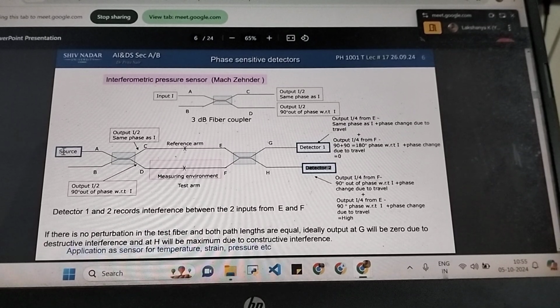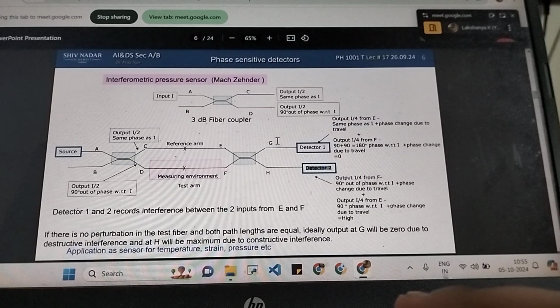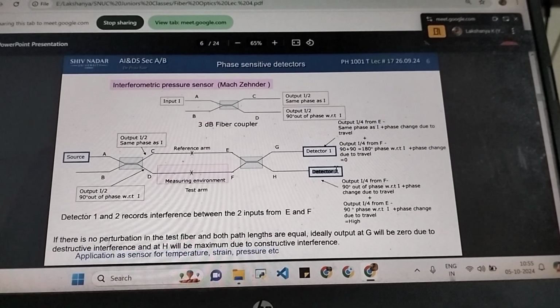Quick recap: I give an input of I here, it gets split into I by 2 with same phase, and I by 2 with phase 90. This again splits into I by 4 phase 0 and I by 4 phase 90. The other one again splits into I by 4 phase 90 and I by 4 which has a phase of 180 degrees. So this 0 and 180 cancel each other out. So here I have 0 intensity. At detector 2 the 90 and 90 add up, so I have an intensity of I by 2. This is a basic Mach Zehnder interferometer. I mean, this is its basic mechanism.